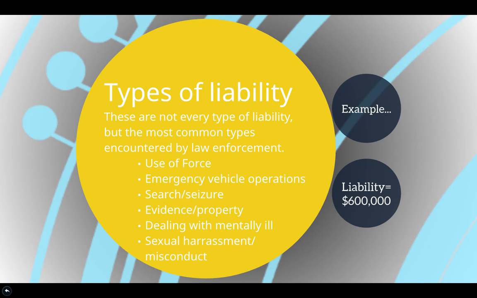Types of liability. These are not every type of liability, but the most common types encountered by law enforcement. Use of force. This is one of the most common. Emergency vehicle operations. Examples would be operating at a high rate of speed and hitting a bystander or vehicle not involved. Search and seizure. This is another common. Evidence and property. Dealing with the mentally ill. Sexual harassment and misconduct.